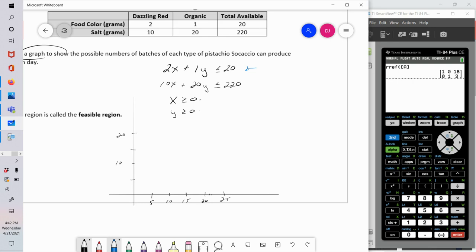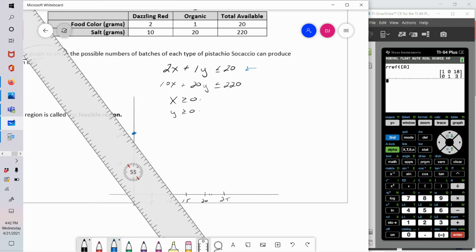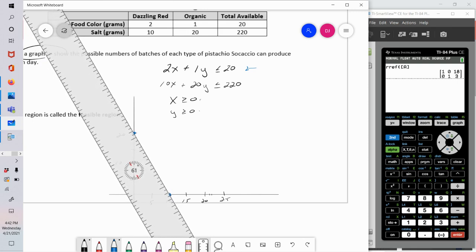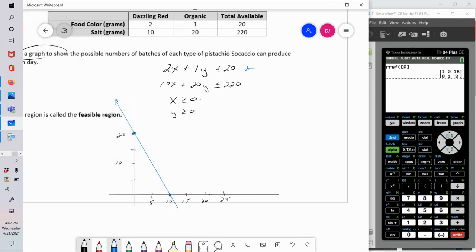Blue equation, if x is 0, y is 20. And if y is 0, x is 10. If I put 0 and 0 in for x and y, we'll notice that we're going to shade toward the origin. X is greater than or equal to 0, we're going to shade to the right of the y-axis. Y is greater than 0, we're going to shade above. So we're all in that region so far.